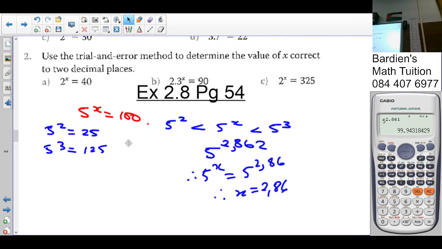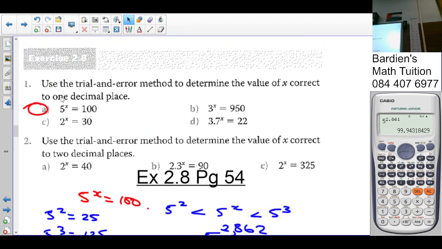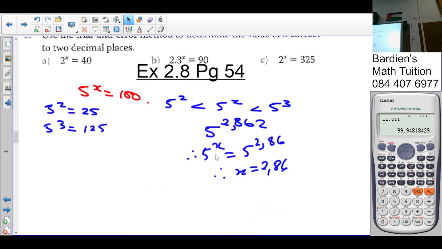The decimal disappeared. Why? Because as I said here, 1 decimal. Remember, if the instruction is 1 decimal, you must give 1 decimal. The example was 2 decimals, so I expected them to give 2 decimals. So the answer actually is 2.9. But the more decimals we use, the more accurate the answer would be.